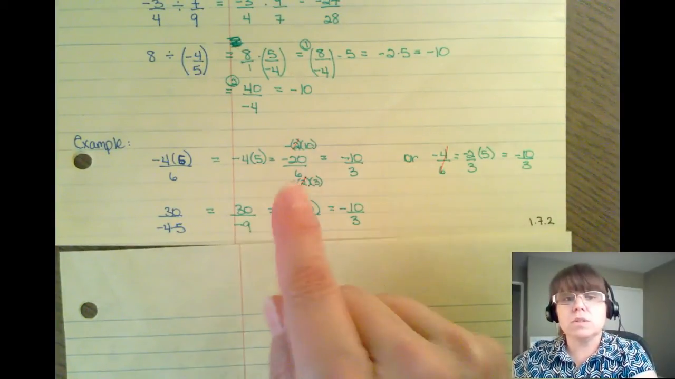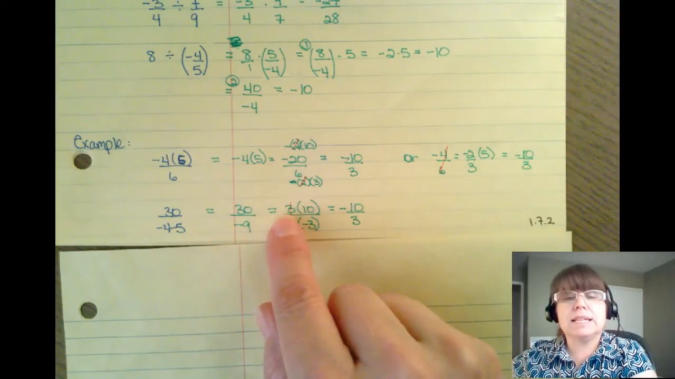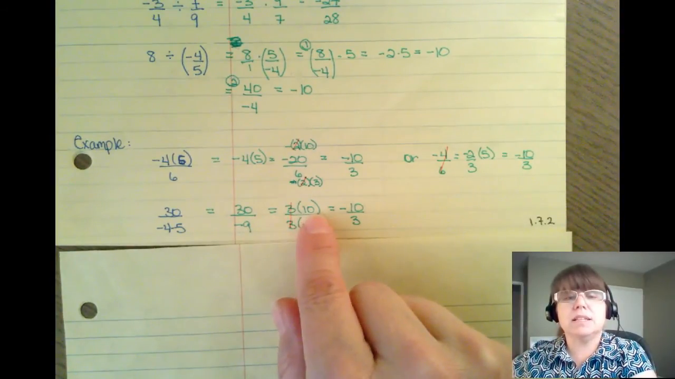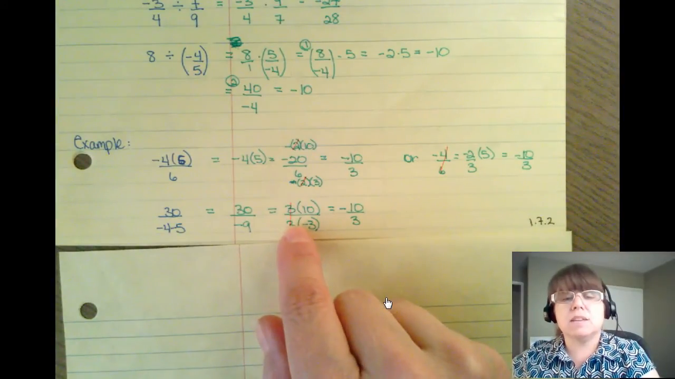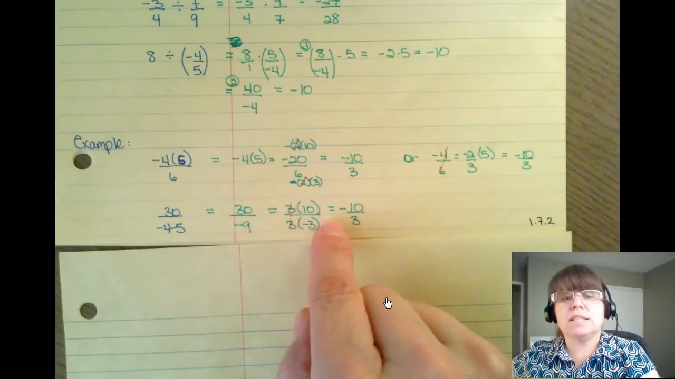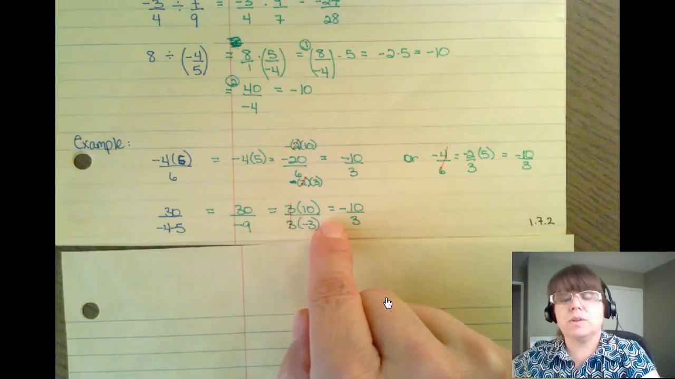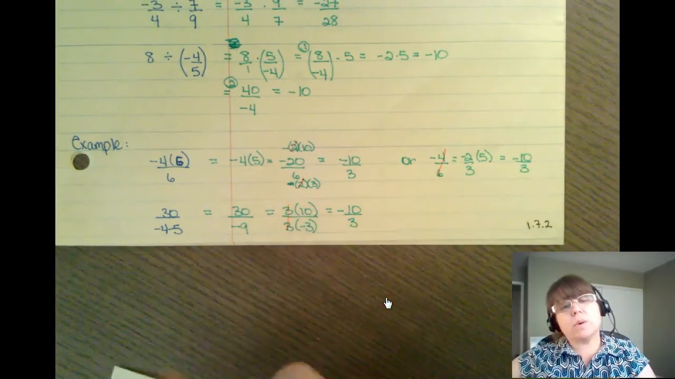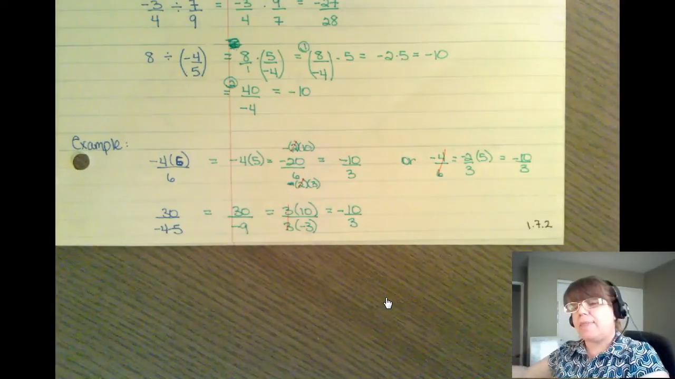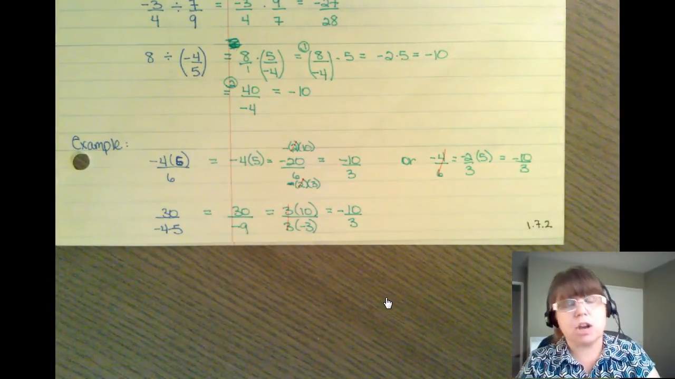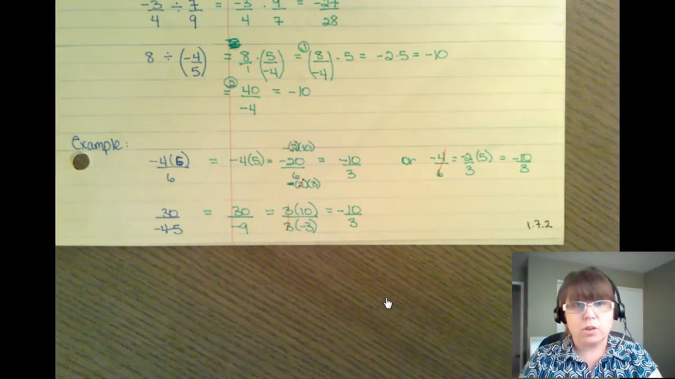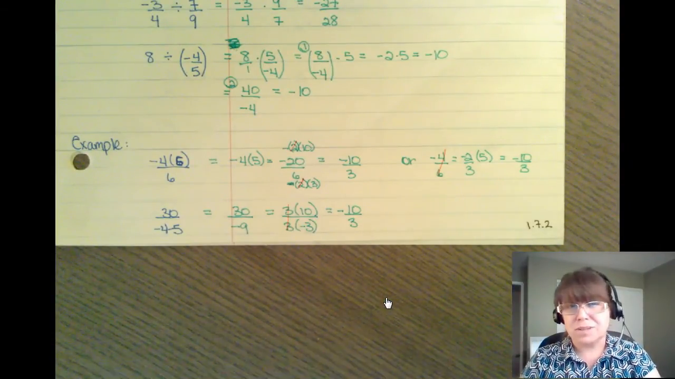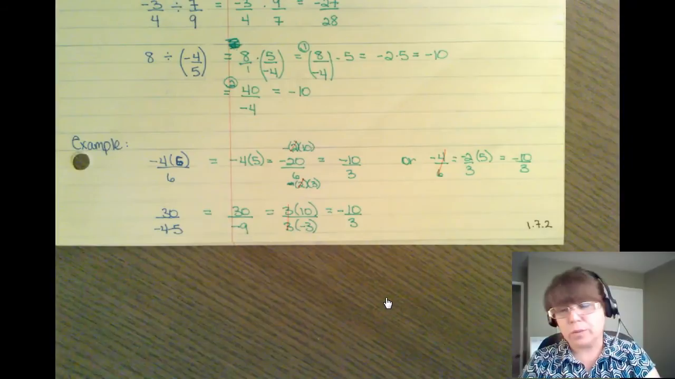So I can reduce. 30 is 3 times 10, and negative 9 is 3 times negative 3, and it reduces down to negative 10/3. Now, even though the denominator had the negative, it's customary not to leave it in the denominator. You can give it to the numerator, you can give it to the whole fraction, but don't leave it in the denominator. We don't write it like that.